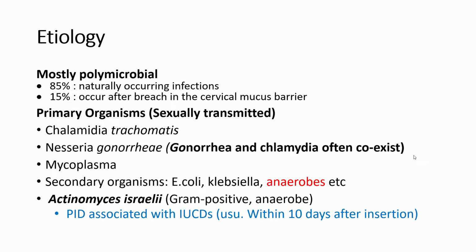Others are emerging; mycoplasma is more common nowadays, so more and more cases of pelvic inflammatory disease with mycoplasma are detected. Secondary infections include organisms such as Escherichia coli, Klebsiella, and anaerobes. There is a special organism, Actinomyces israelii, a gram-positive anaerobe, usually associated with pelvic inflammatory disease with a copper-T in situ, usually within 10 days of insertion. To remember, the most common organisms are chlamydia and Neisseria. If IUD in situ, always think of Actinomyces israelii.